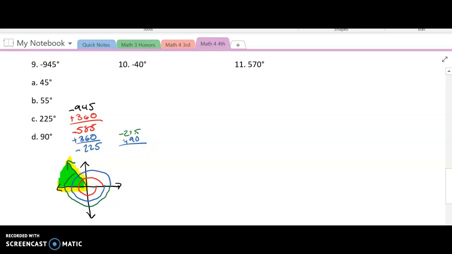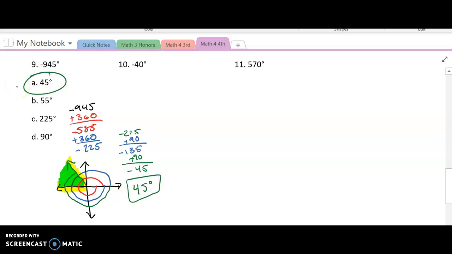I'm going to add 90. Okay, so negative 225 plus 90 is negative 135. Well, that's not between 0 and 90. So I've got to add 90 again. So adding 90, and we get negative 45. 45 is between 0 and 90. So I now know my reference angle. My reference angle is 45 degrees.